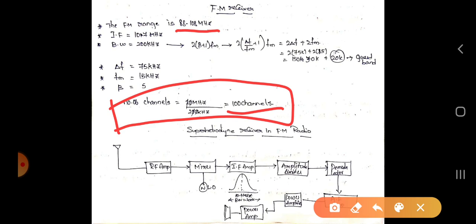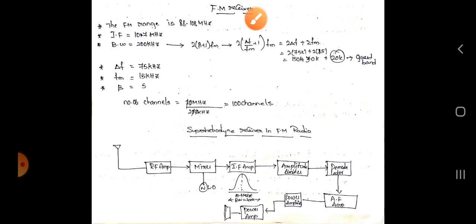Allocation is possible in FM radio, so that if you see our mobiles, if you tune from 88 to 108, it has 100 channels present in it. Even if some of the channels are not being used, no problem, but FM radio can allocate a maximum of 100 channels. This is all about the superheterodyne receiver in FM radio.